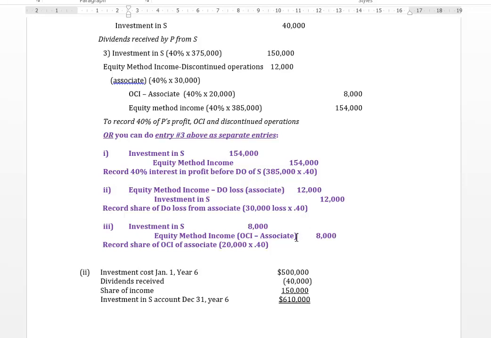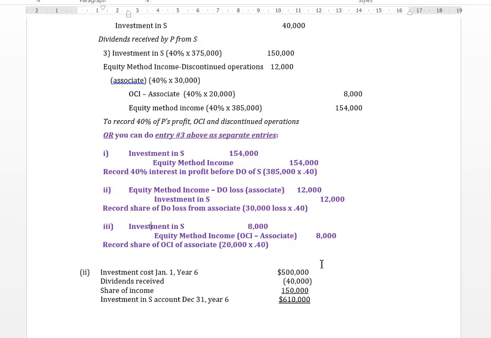And don't forget, if you're taking your share of an OCI unrealized gain, you debit the investment and credit your equity method income for OCI related to the associate for 8,000. Now, just to make sure you're clear, let's say the OCI had an unrealized loss. Then you'd reverse this. You debit the equity method income for the OCI associate loss, and you'd credit the investment in S, right? So you've got to really know if it's a gain or a loss.